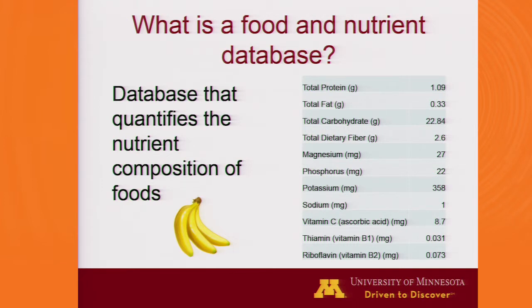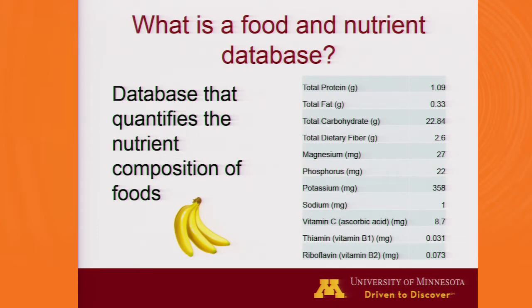So first, what is a food and nutrient database? This is a database that quantifies the nutrient composition of foods. In this example, data is shown for 100 grams of banana, which is about 90 calories. You'll see on here protein, fat, carbohydrate, and dietary fiber. Those are known as the macronutrients. There's also some vitamins and minerals. And it looks like a lot of nutrients up there, but this is really only the tip of the iceberg of nutrients that can be quantified.